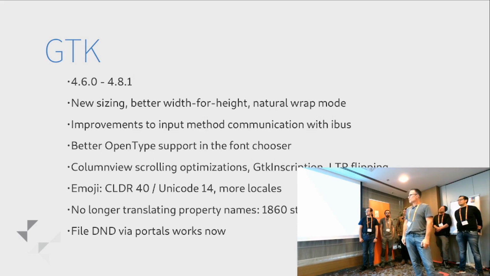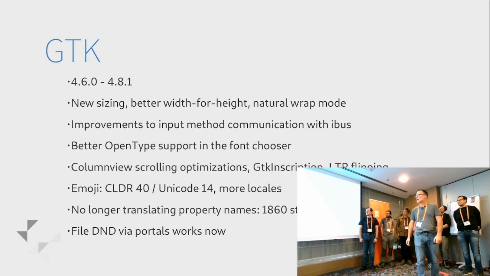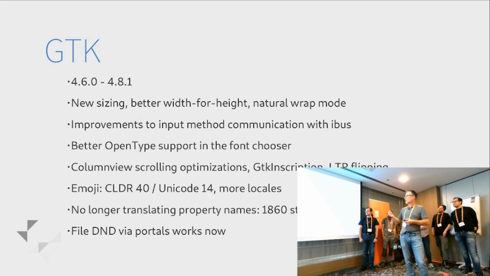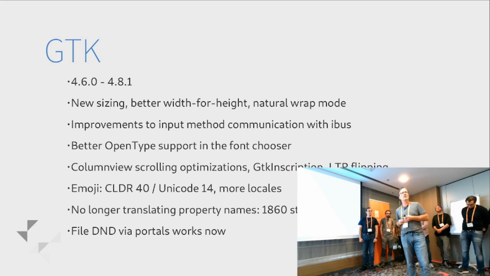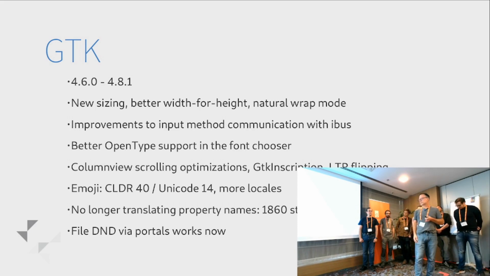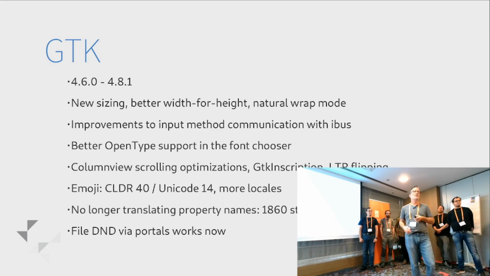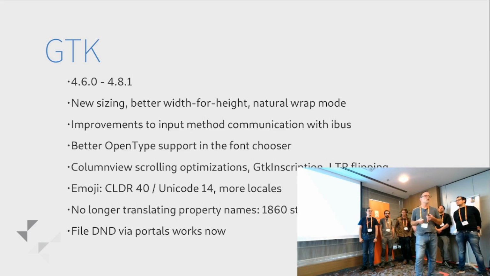Other things that happened over the past year: I think Marco updated the emoji support to the latest Unicode standard, and we added more locale support there. And we stopped translating property names, which might sound like a minor thing, but for translators, it's actually pretty significant. That allowed us to drop almost 1,800 strings from our translations, which is more than half. So significant improvement for translators. And these strings really only showed up if you were using Glade. So it's not that important. It's not a loss for end users.